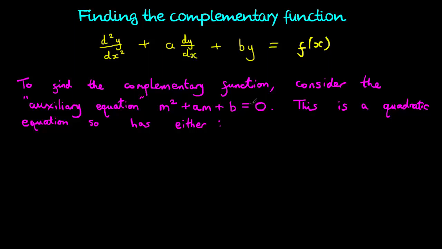And then, as we said, with the complementary function, we're not bothered about this forcing term, so we just have 0 on the right hand side. So our auxiliary equation is m squared plus am plus b equals 0.